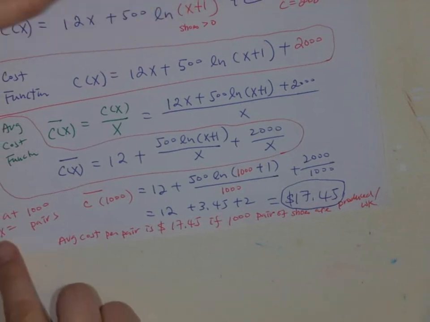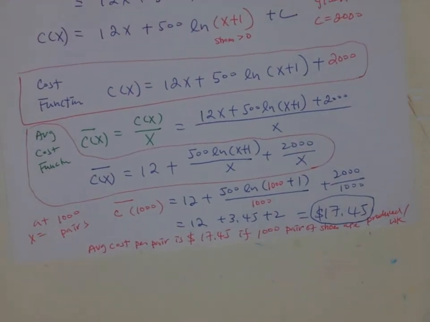Alright, so in this one we found a cost function, then we found the average cost function, and they want the average cost per pair if 1,000 pair is produced per week. So this is the last video for chapter 13.2.